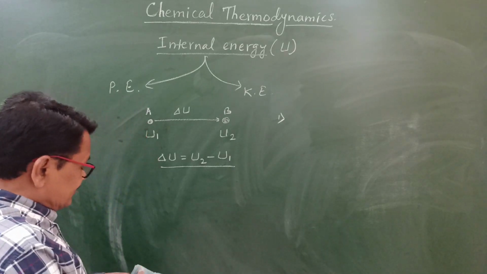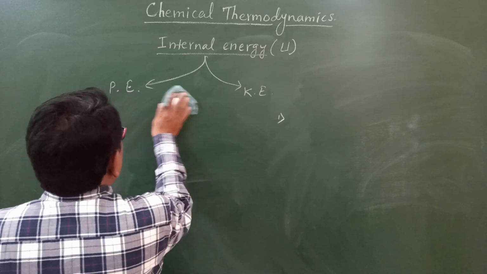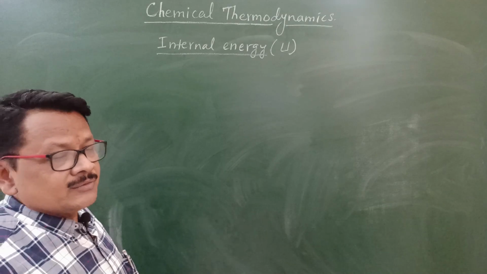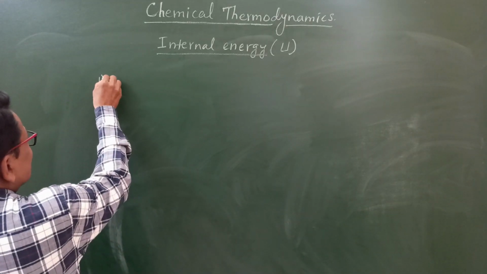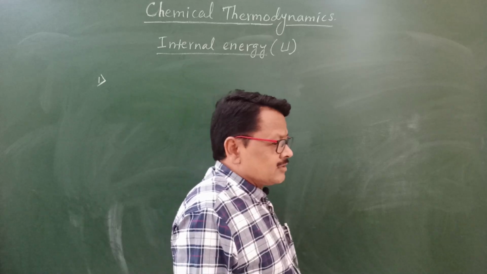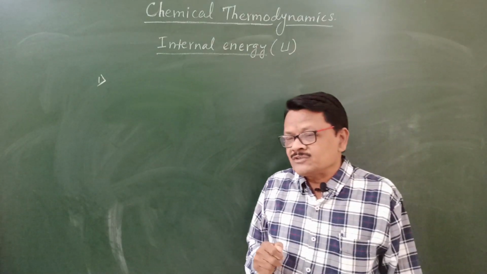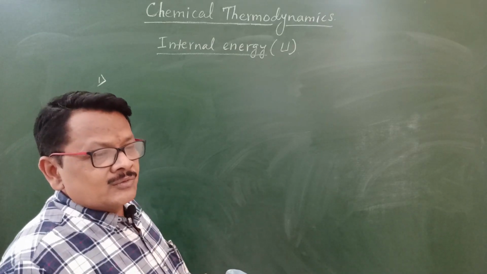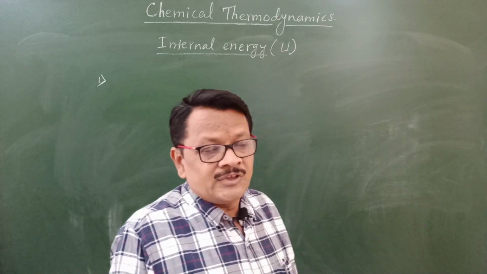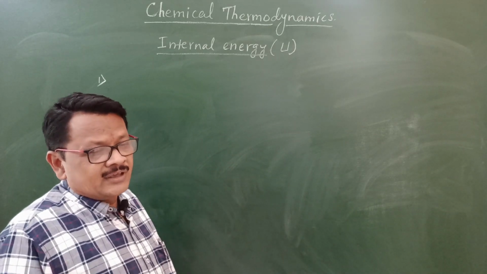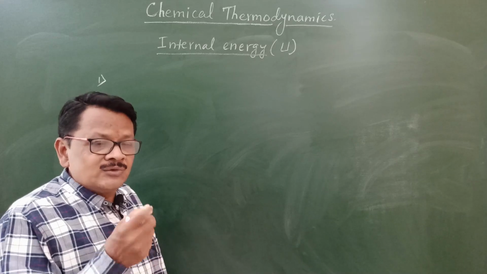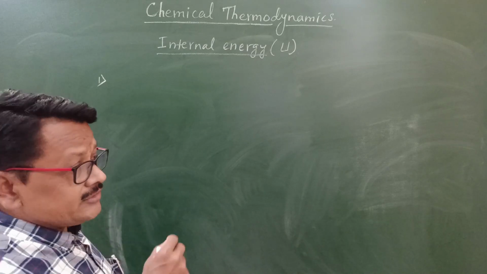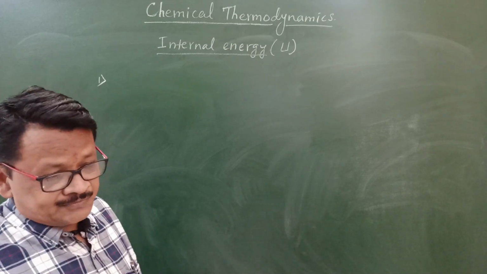This change in internal energy can be explained by giving certain examples. How can the internal energy of the system be explained? We will consider four examples. Suppose 30 kilojoule of heat is absorbed by the system and 20 kilojoule of work is done on the system by the surrounding. What change will take place in internal energy?